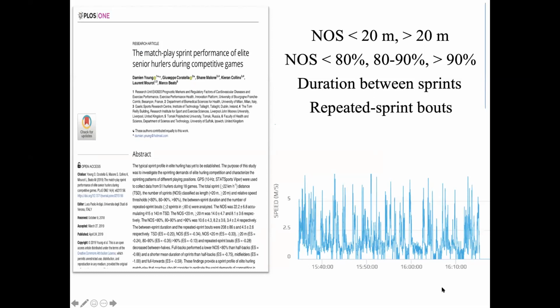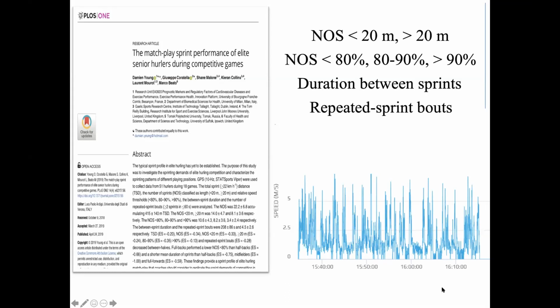Now we see that hurling is a dynamic intermittent game where players reach maximum speeds on average of 8.4 meters per second. But how many times do they sprint up near their peak speed? Because if they do, these sprints are more demanding. Now, in this study, each player's peak speed was tested over a 40-meter trial. And then we classified their sprints within games into three categories. So we counted the number of sprints from 6.1 meters per second up to 80%, 80 to 90% of their peak speed, and above 90% of their peak speed.